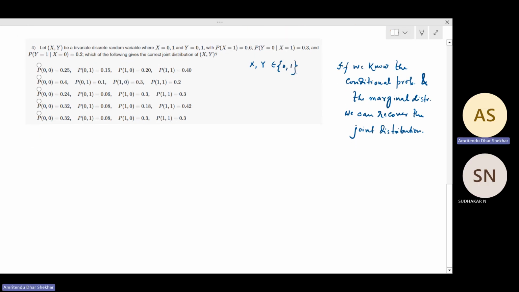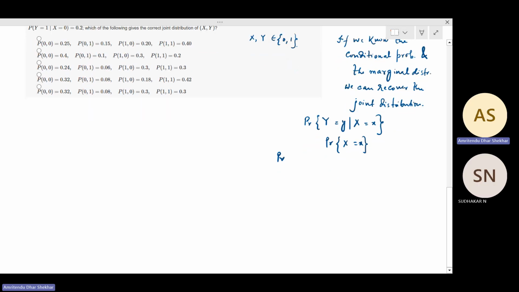In other words, if I know the probability of Y equal to y given X equals x, and if I know the probability of X equals x, then of course, by the definition of conditional probability, the probability of Y being equal to y and X being equal to x is just given by the product of the conditional probability and the marginal.